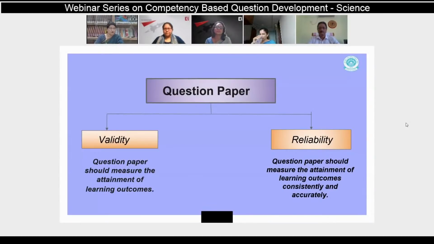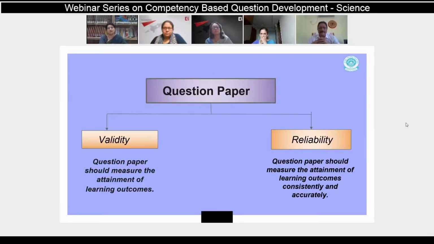Now, when we talk about a good quality question paper, there are two aspects which are very, very important: the validity as well as the reliability. The validity of the question paper means it measures the attainment of the learning outcome. By this, we mean that there is a purpose for which a particular tool, a particular question paper, has been designed, and whether that purpose is being met or not. Through this, we decide whether the question paper is valid.